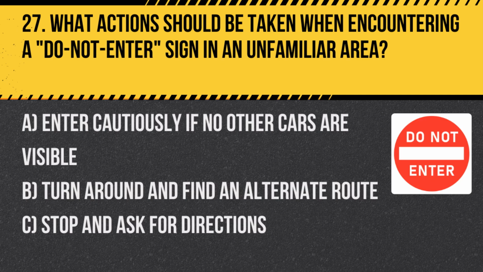A. Enter cautiously if no other cars are visible. B. Turn around and find an alternate route. C. Stop and ask for directions. Answer. B. Turn around and find an alternate route. A do not enter sign indicates that entry is prohibited and you must find another way.